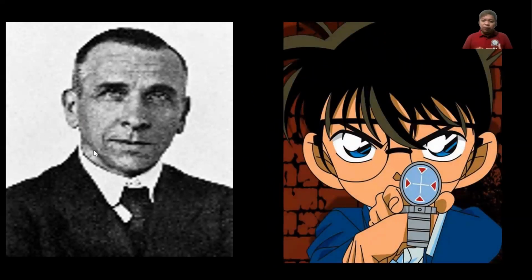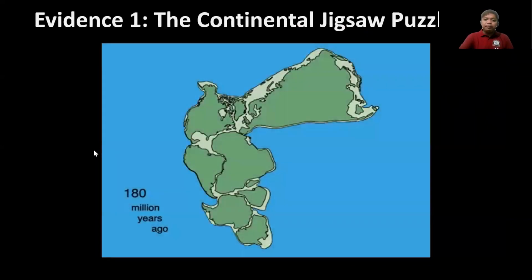In other words, he had to work like a detective. Like Detective Conan. And he started looking for evidences. He searched for evidences to prove his theory of continental drift, to prove that the continents really were drifting. And until now, the continents are still drifting. The continents are still moving. Alright? So, here's his first evidence, the continental jigsaw puzzle.